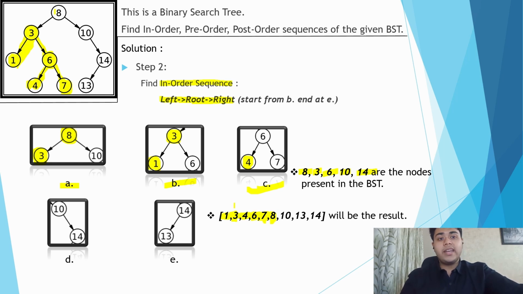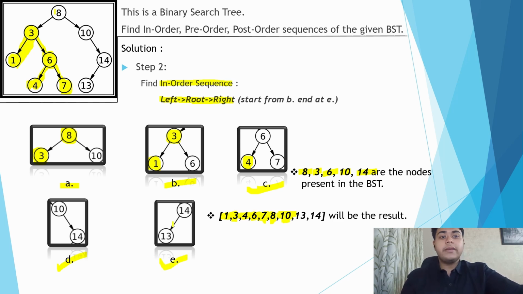10 is a node, so we will go to the image of 10, which is D. Now 10 will follow the in order sequence, which is left, root, right. There is no left node, so we won't consider the left node. We will go to the root node. 10 is the root node, we wrote 10. Now the right node: 14 is the right node, but there is a problem. 14 is a node. That means we will go to the image of 14, which is E.